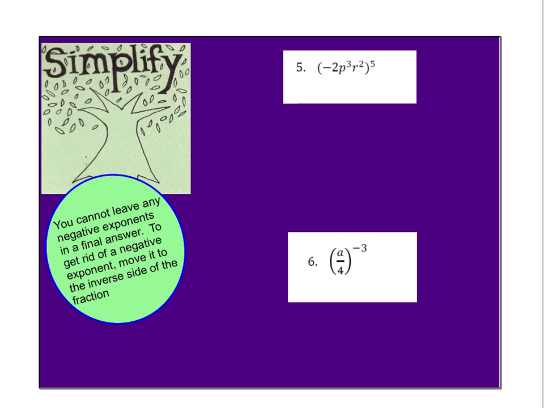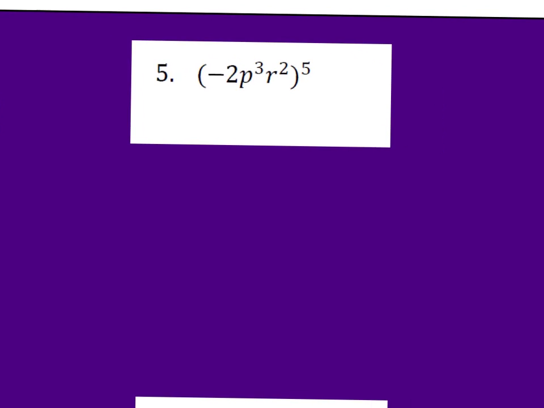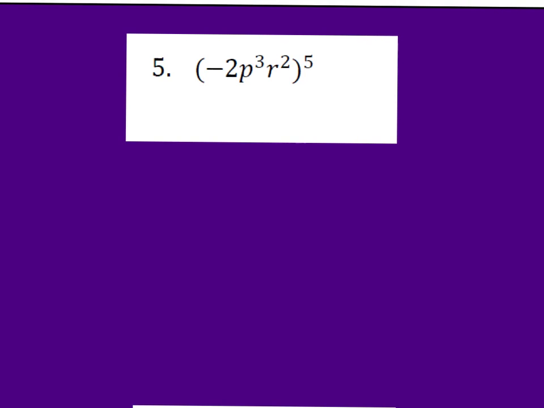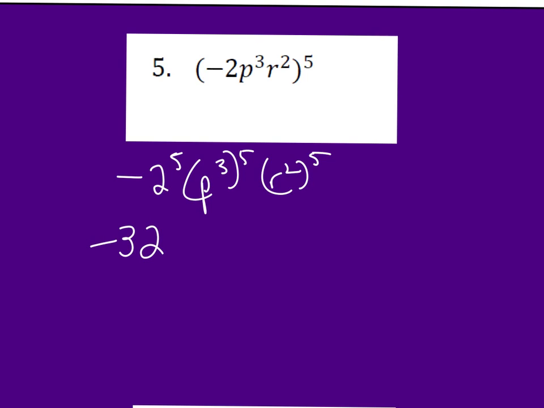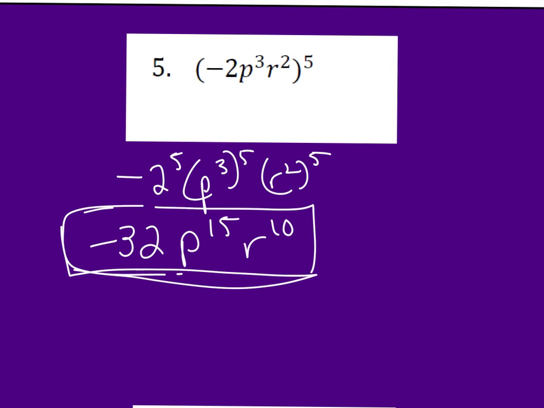So taking a look here, raising it to the fifth, a good thing that I do is I rewrite it with everything being raised to that power. So I take negative 2 to the fifth power, p to the third to the fifth power, r squared to the fifth power. So negative 2 to the fifth, I believe that's a negative 32, and it is. So power to a power here means it's going to be p to the 15th, r to the 10th. You do not add those. Power to power means you multiply. So there's my simplified answer right there.